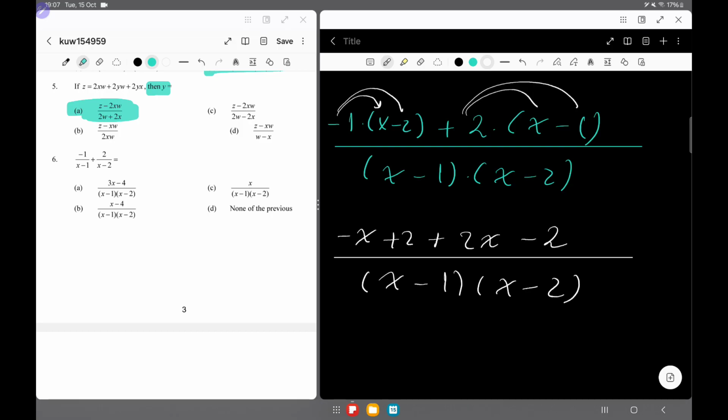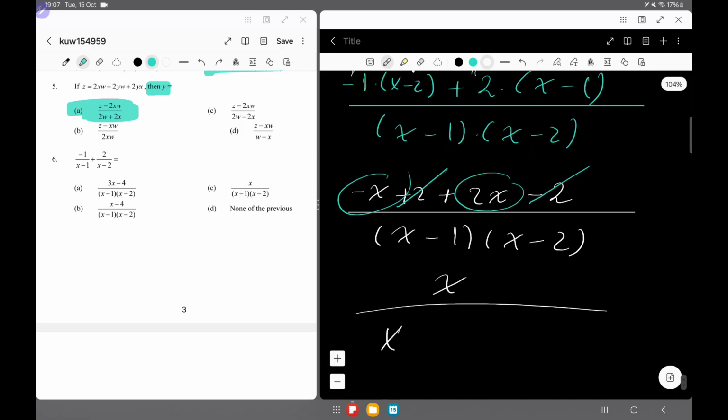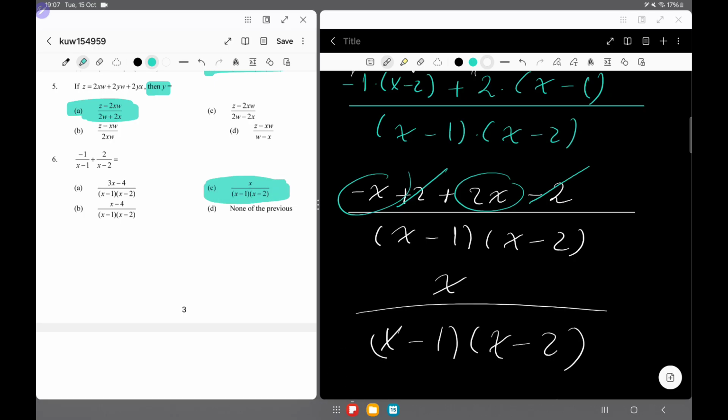You will ask why I don't remove the parentheses in the bottom. Because in the answers they didn't do that, so I don't either. So this cancels with this, 2x minus x is x, over x minus 1, x minus 2. This is the correct answer.